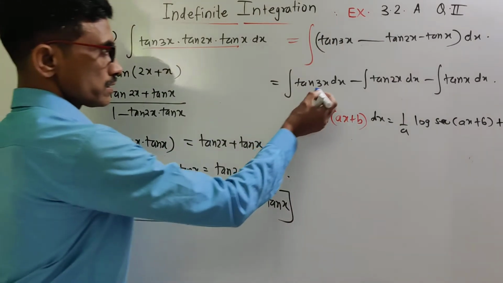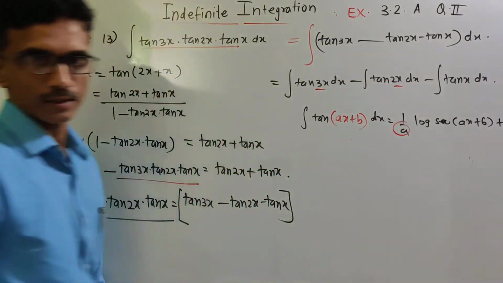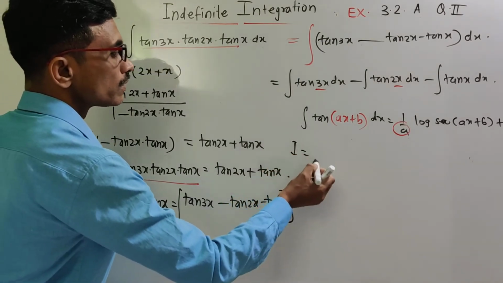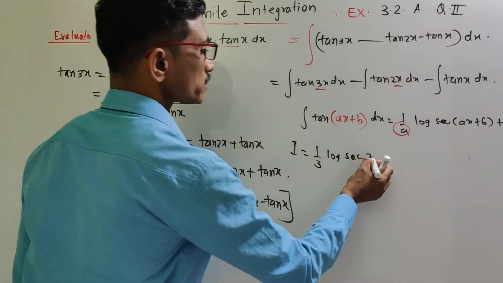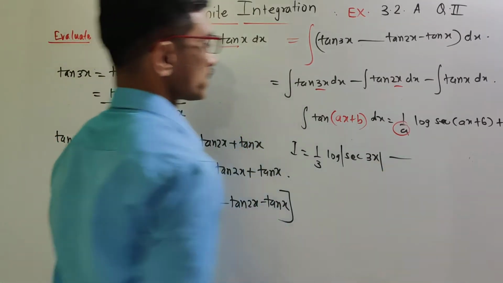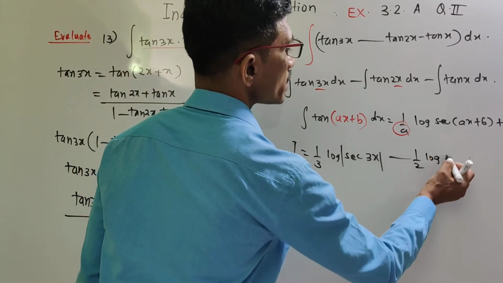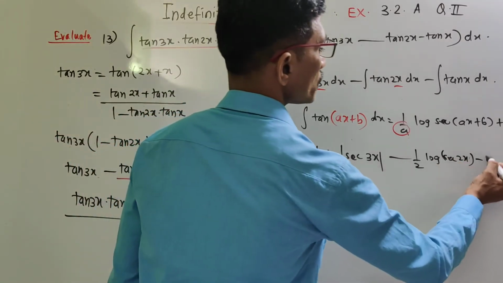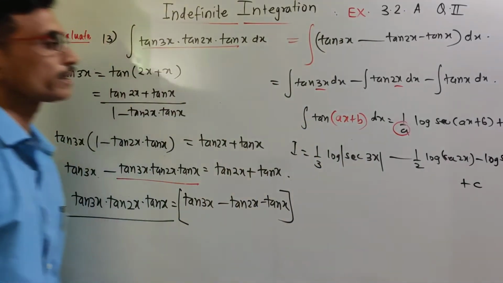So here our a is 3, here our a is 2, so a should be in the denominator, and log of sec. Therefore our integral I is equal to 1 by 3 log of sec of 3x, then minus 1 by 2 log of sec of 2x, then minus log of sec x, plus c constant of integration.